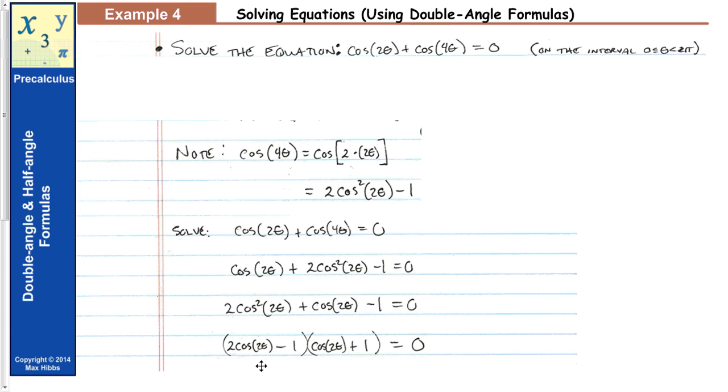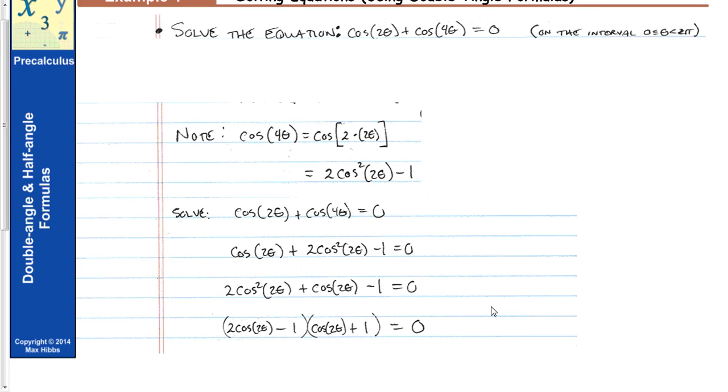If I multiply the terms here, I get 2 cosine 2 theta times 1, just 2 cosine 2 theta, minus, when I multiply here, I get minus cosine 2 theta. So 2 of them minus 1 of them is 1 of them. So I have it factored.